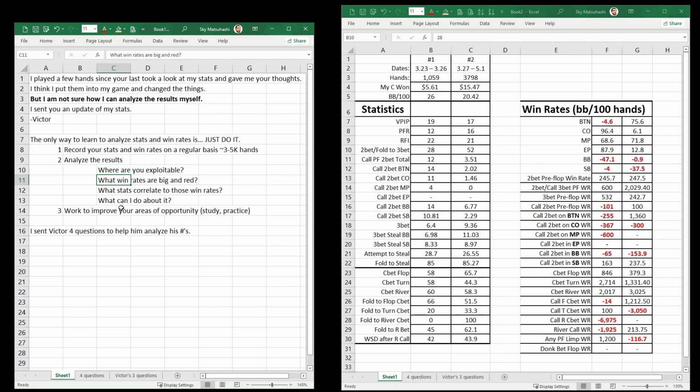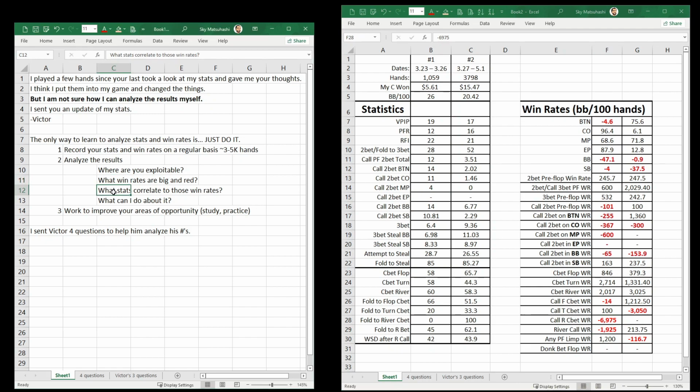You want to ask yourself, what win rates are big and red? Initially, whoa, look at it. He was red when he's calling two bets in all the late positions right here. Big time red when calling rivers, right? These are obvious areas that he needs to focus on.